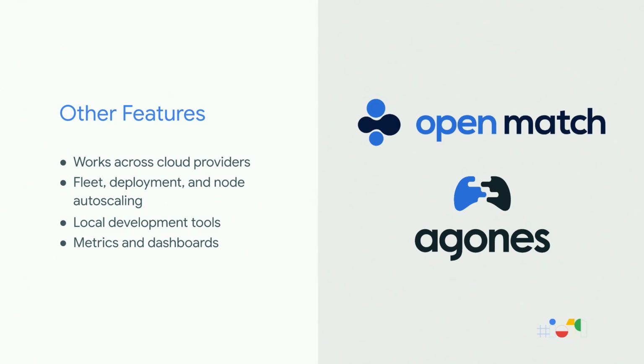Both projects have auto-scaling capabilities. We saw some of that inside Agones. There's some more as well. Agones works with the Kubernetes autoscaler. Open Match has similar auto-scaling capabilities as well.